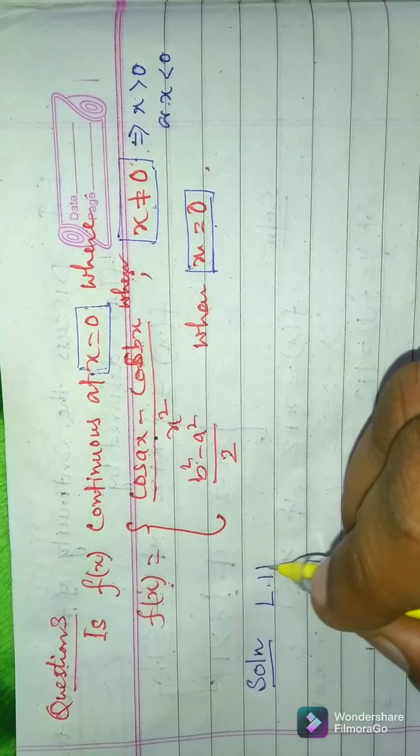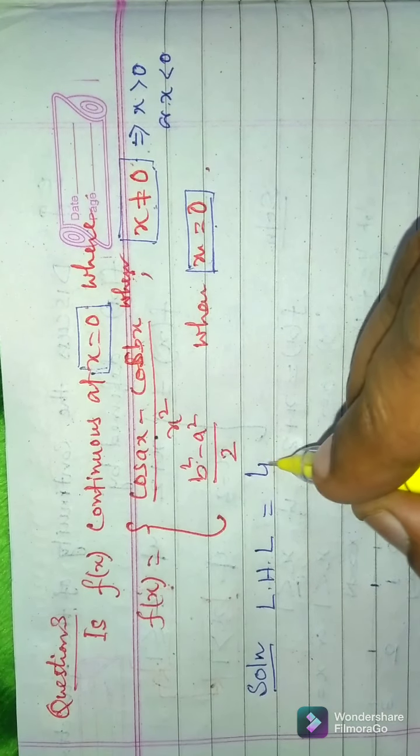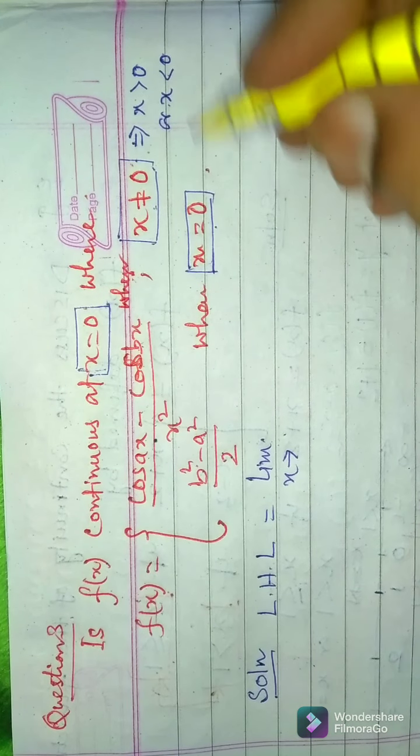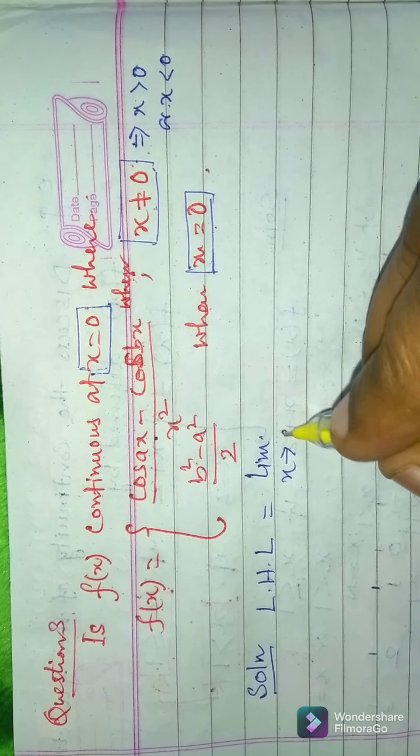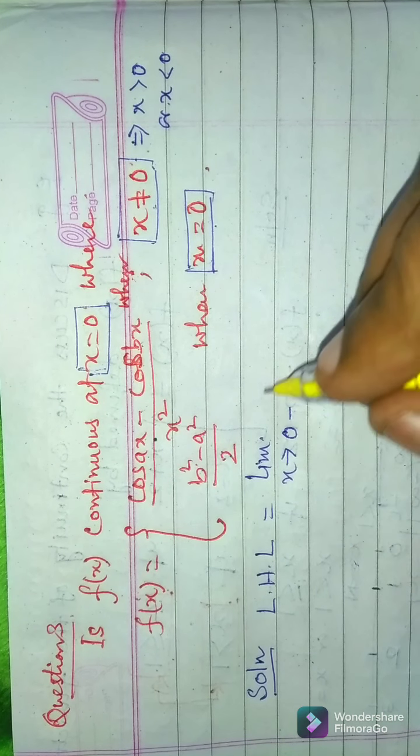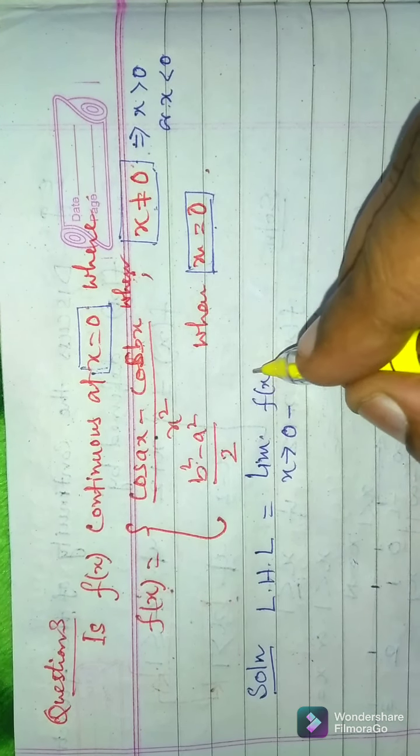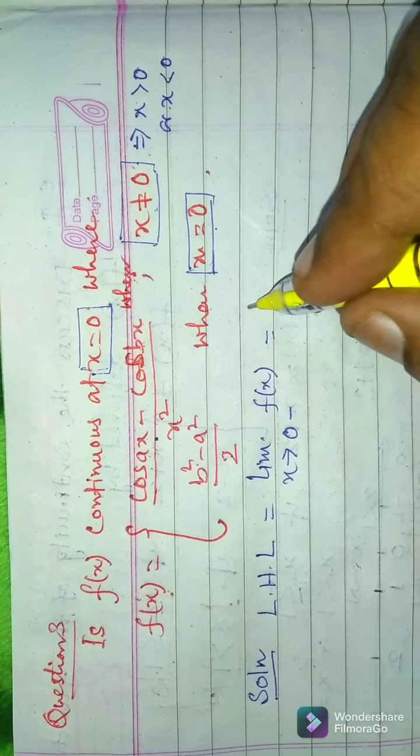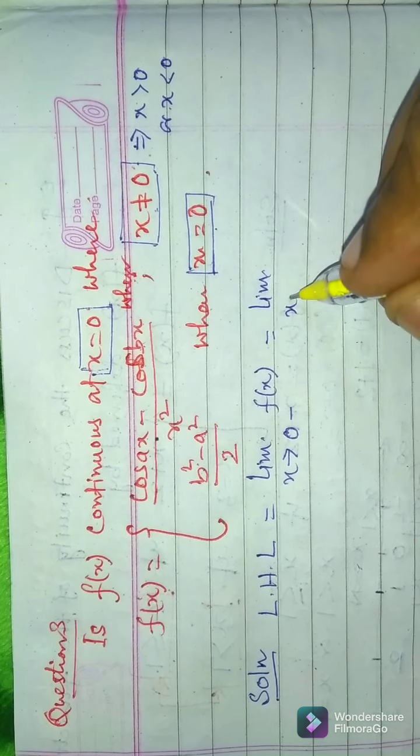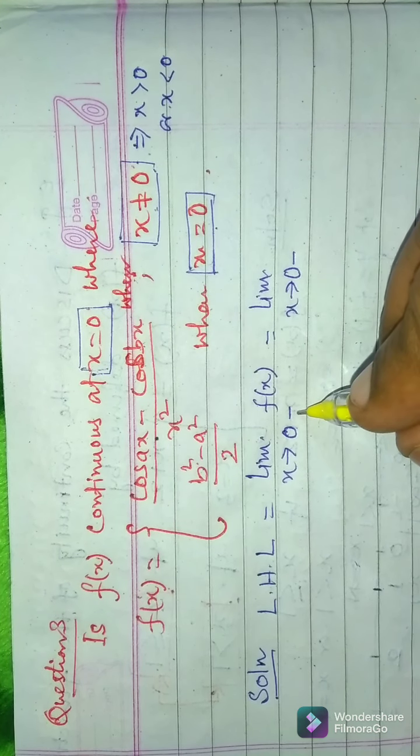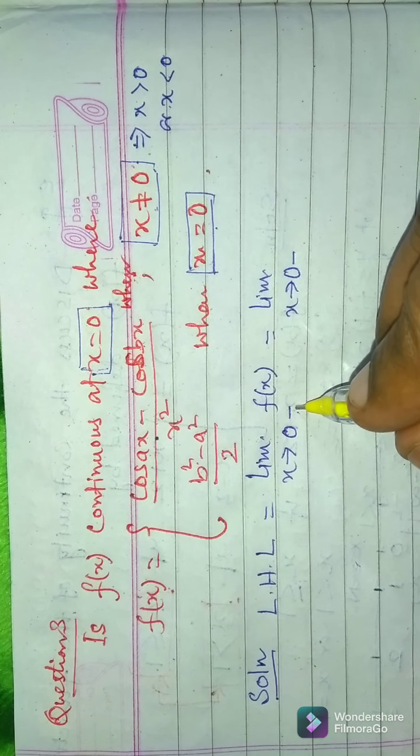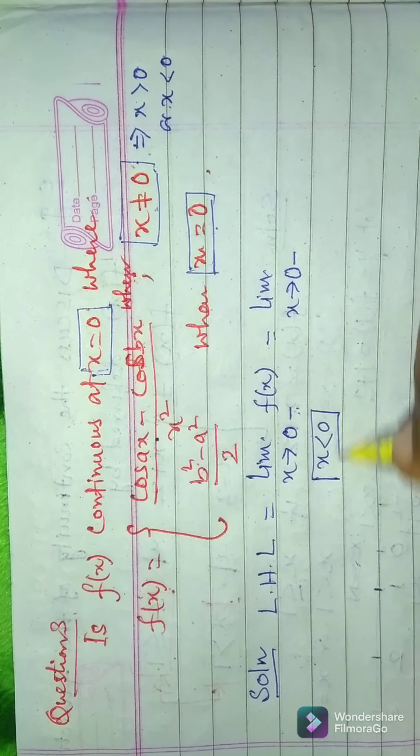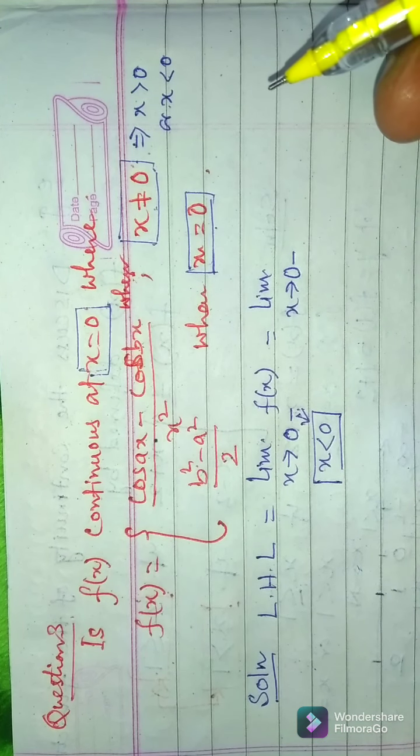So the left hand limit, x tends to 0 minus. I have to take 0 minus, which means all the values of x slightly less than 0, of f(x). Here limit x tends to 0 minus, it is just notation. This minus sign represents that each value of x is less than 0.